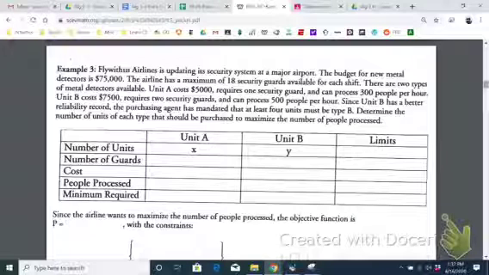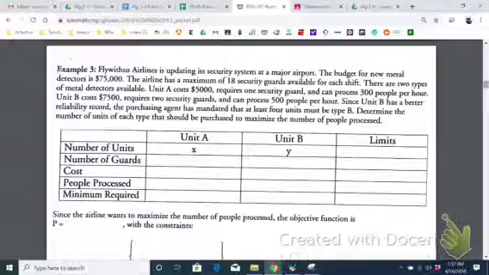Okay, here's a word problem. Perfect scenario to use some linear programming. So we have an airline company that is updating its security system. The budget for the new metal detectors is $75,000. The airline has a maximum of 18 security guards.